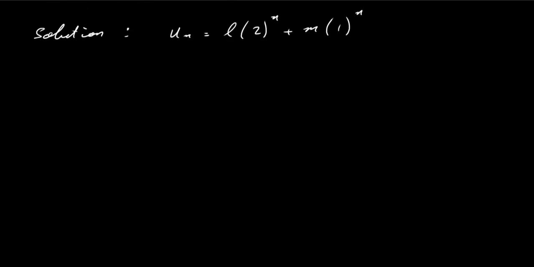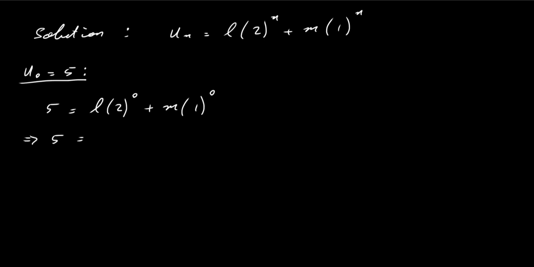Now we were told that U_0 is equal to 5 students. So we're just going to put that in. We're going to say 5 is equal to L times 2 to the power of 0, remember n is 0, plus M times 1 to the power of 0. So that gives us our first equation: 5 is just equal to L plus M. This is equation number 1. Next, the second one was 12, so this is U_1. U_1 is equal to 12.